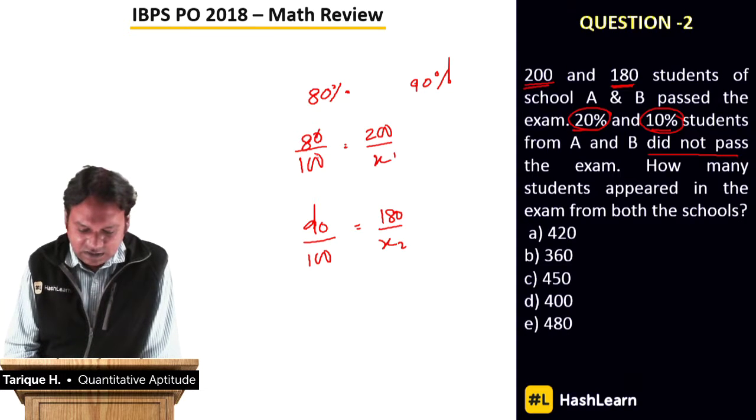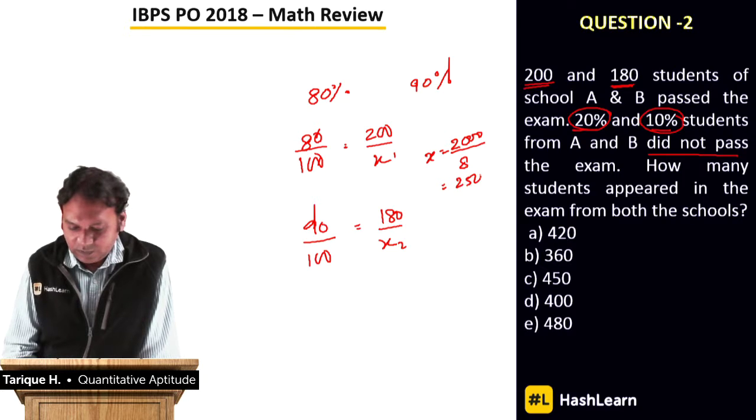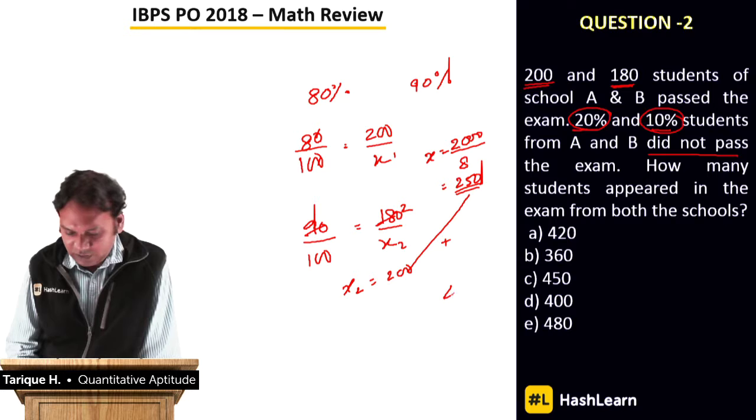You can see here, cancel the zeros and you can say x1 is equal to 2000 by 8, and that is equal to 250. And if you see here, 90 will cancel this 2 times, and x2 is equal to 200. So add these two values, you get how much? 450. So answer will be C.